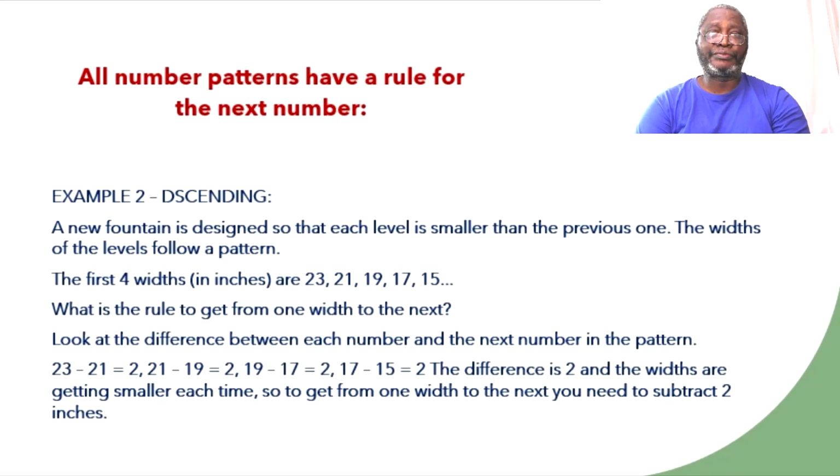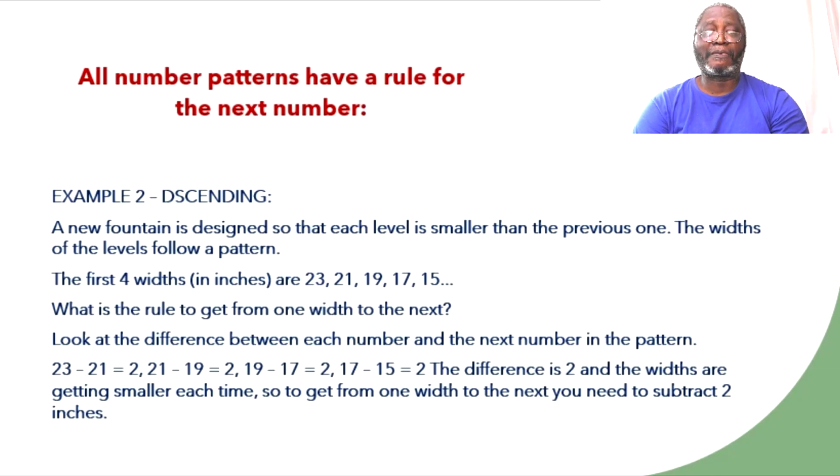Example 2, descending. A new fountain is designed so that each level is smaller than the previous one. The widths of the levels follow a pattern. The first widths in inches are 23, 21, 19, 17, and 15. What is the rule to get from one width to the next? Let's see whether you can get it.